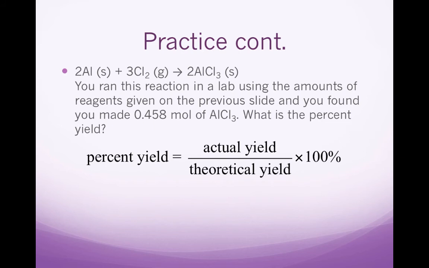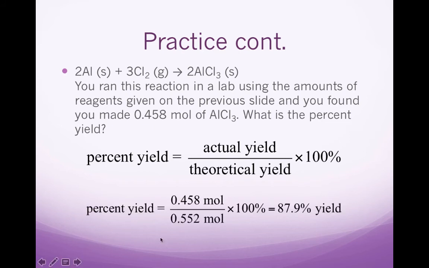What's the percent yield? The equation for percent yield is equal to actual yield over theoretical yield times 100. My actual yield is 0.458 moles. That's how much I made in the lab. But I should have made 0.552 moles. That's what we calculated on the previous slide. So I divide those and multiply by 100. I get 87.9% yield. This is a pretty good percent yield.